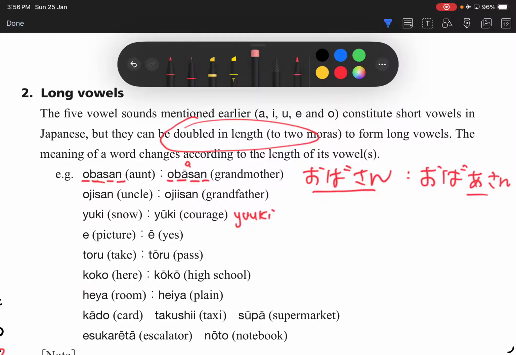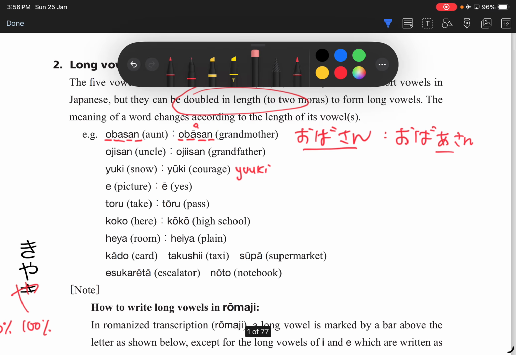We also have the others, like for example, toru, right? Pass versus toru. The O with a roof simply means it is a OU sound. Right? It means it's a OU sound.